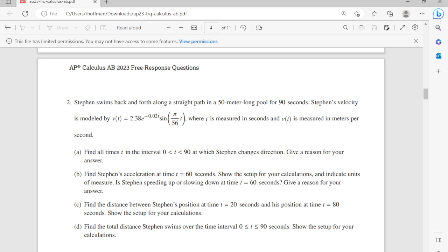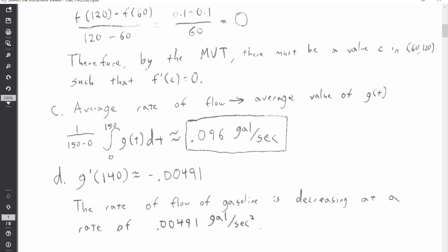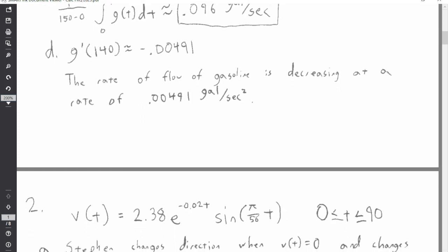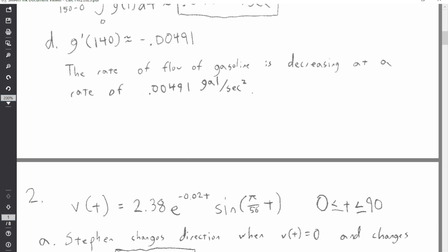Number 2 gave you velocity, and we're working with velocity. Find when Stephen changes direction. So we're going to give a reason for our answer. I like to start with explanations first so that I know exactly what I'm looking for. We're defined from 0 to 90 because it says it's the first 90 seconds. So we change direction when velocity is 0 and changes sign.